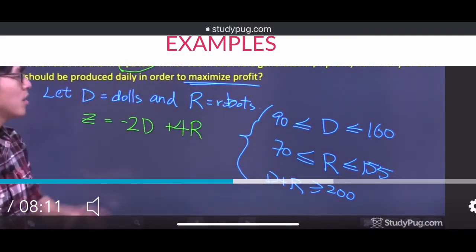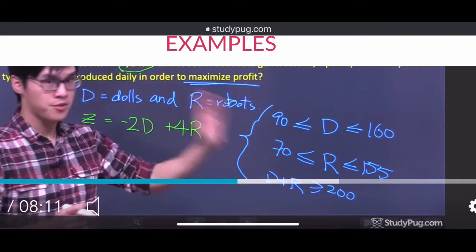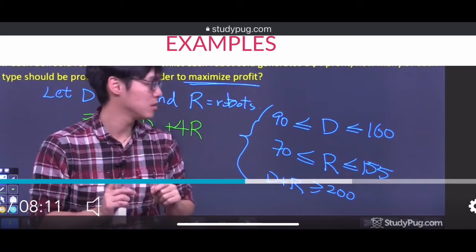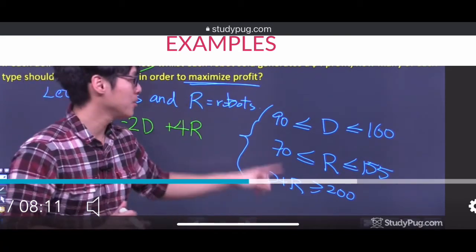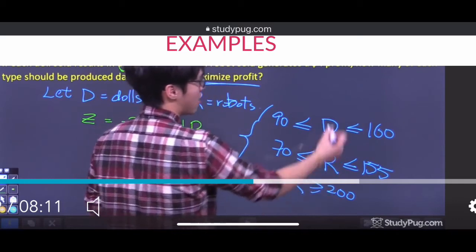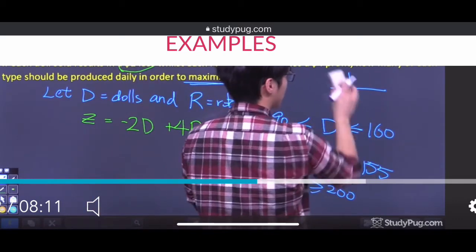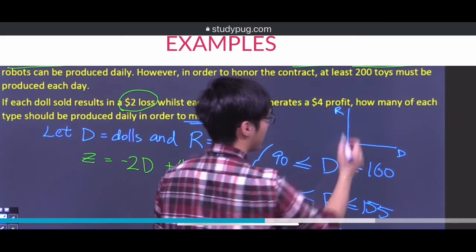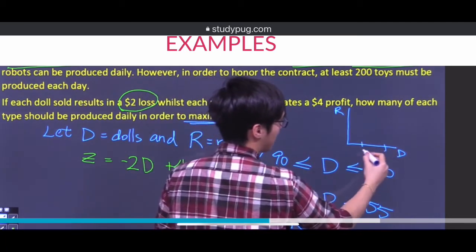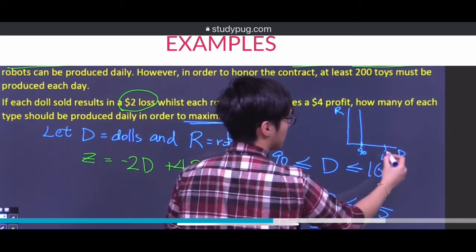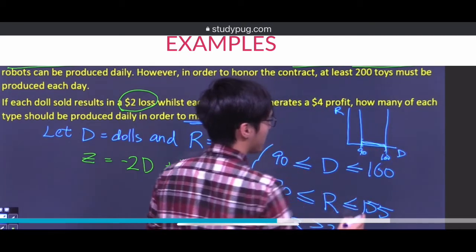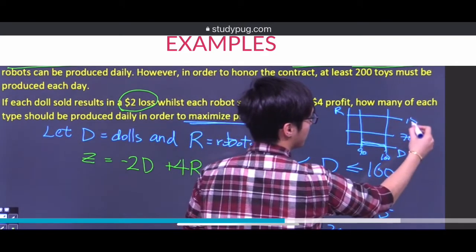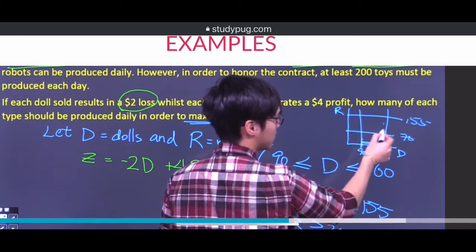Now, once you have the constraints, again, you just throw them on the graph, see how it looks, check which region we are talking about, and then find the corners. Since it's just plugging in numbers, it's really easy. We don't consider the negatives, right? So we have a graph. If this is D, that is R. If D is in between 90 and 160, that will be just two straight lines over here. Next, we have R in between 70 and 155. So we're talking about this square inside. That's how easy it is.